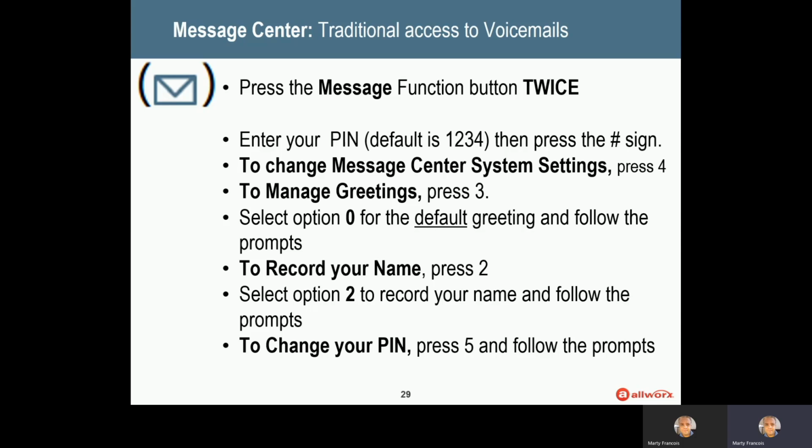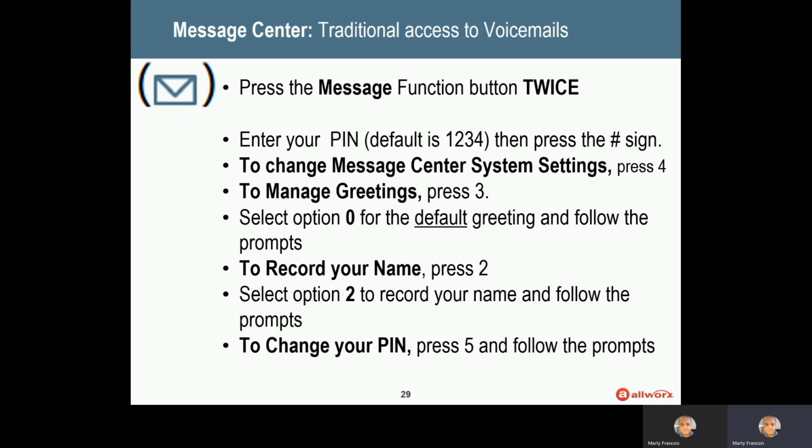So how do you do that? You're going to press the messages function button twice. You put in your PIN followed by the pound sign. Press 4 to change message center system settings, and then press 3 to manage your greetings. Then it's going to ask you which greeting, and it says select 0 for the default greeting. So you're going to press 0, and then follow the prompts, record your greeting, and then save your greeting. Make sure you listen to the prompts and press the option to save that greeting. And then you can go back and re-listen to it if you want.